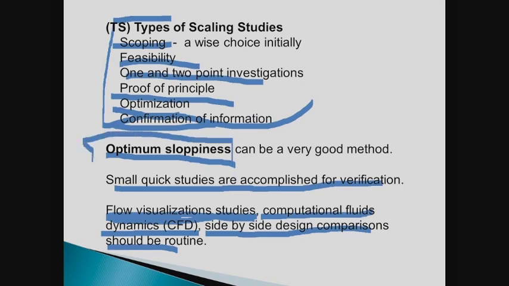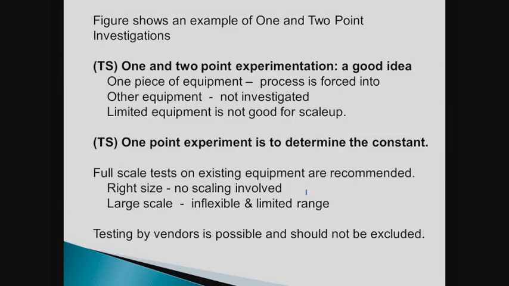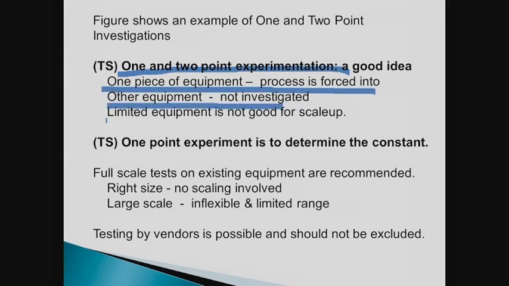The concept of optimum sloppiness is that you don't want to study a mediocre or lousy process, or a mediocre or lousy geometry, right? You want to be selective on your geometry. So, I like 1 and 2 point experimentation. Process is forced into other geometries.